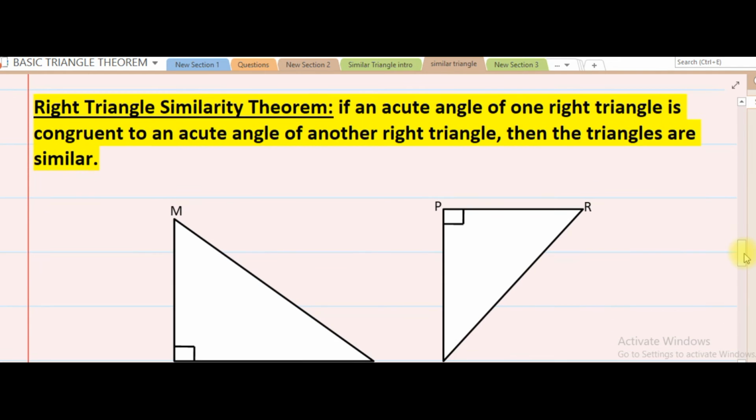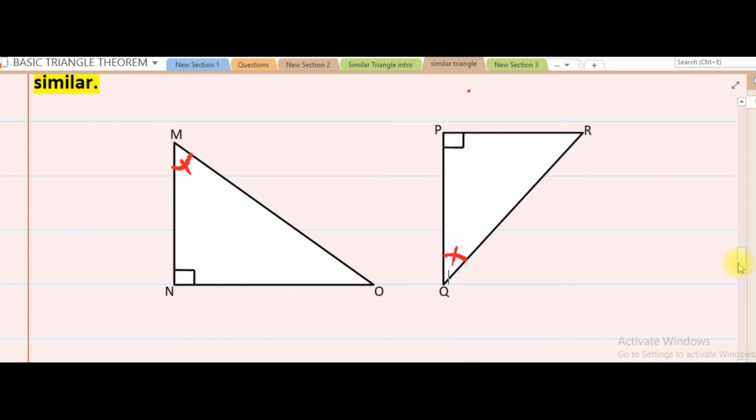It says that if an acute angle of one right triangle is congruent to an acute angle of another triangle, then the triangles are similar. So I'm saying that if you have this acute angle, maybe this is the acute angle, and what is here is equal to what is here, then the triangles are similar. You know that the ratio of the corresponding sides must be equal. That makes the two triangles similar. So that's what it states.